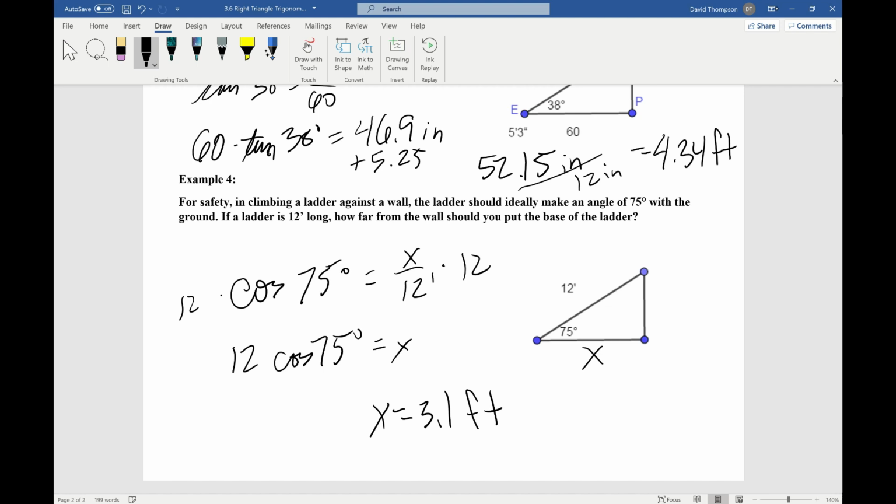And we're done with right triangles. Hopefully you have a better understanding of how to work with right triangles and how to solve them.